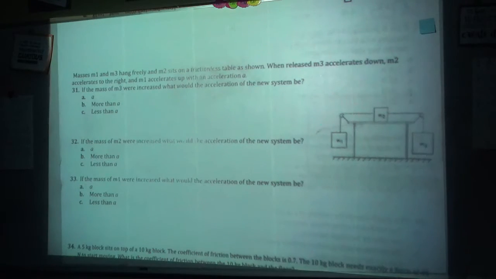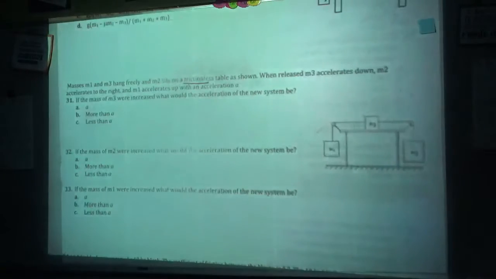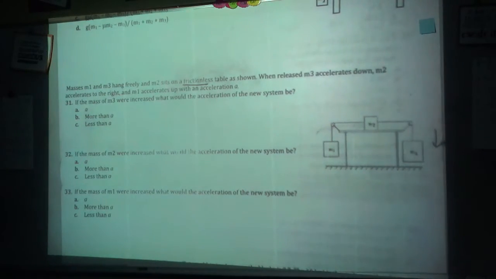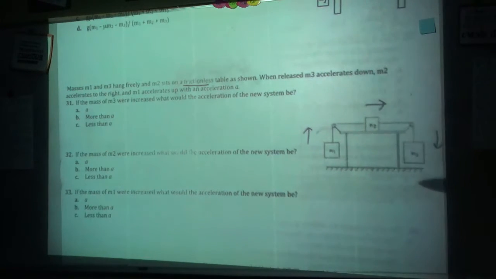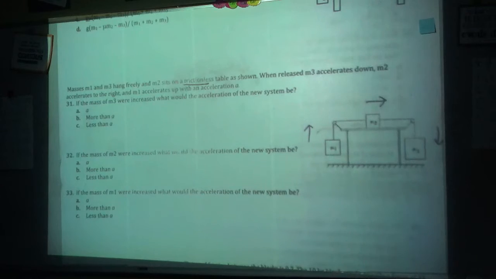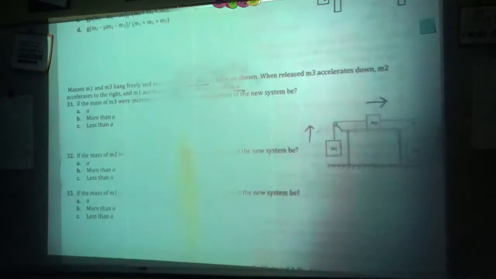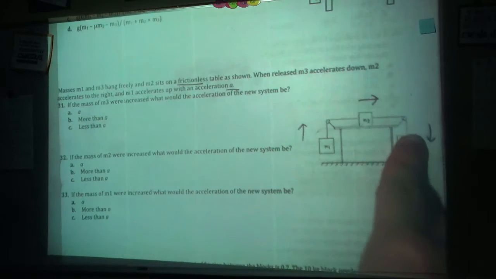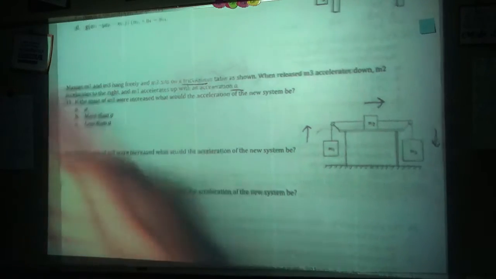So it says that these two masses hang freely. This sits on a frictionless table, so don't worry about friction. M3 accelerates down, and M2 accelerates to the right, and M1 accelerates up, so the system is moving around clockwise. And right now, it accelerates with the acceleration A. Now, if mass M3, this mass right here, were increased, what would happen to the new acceleration? Would it be more or less or the same as before?